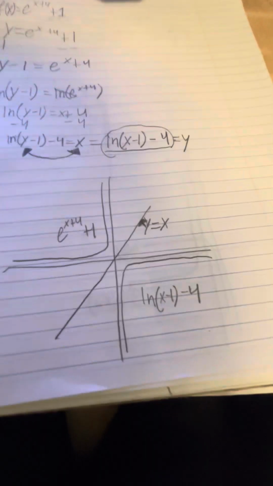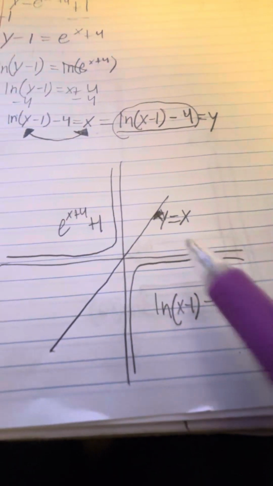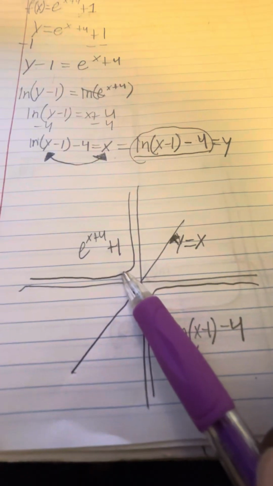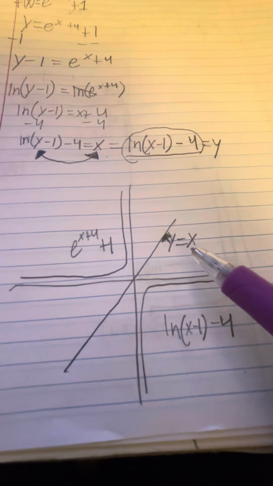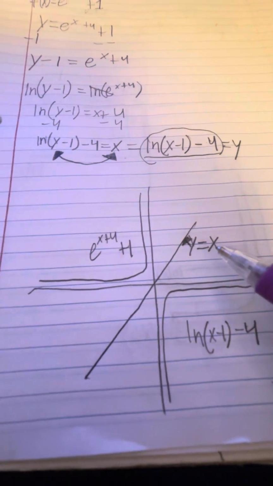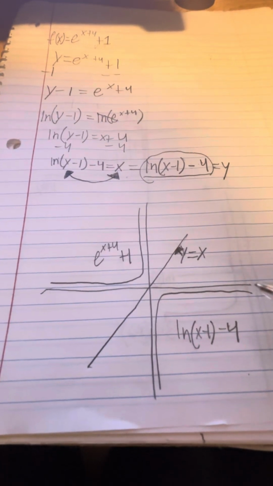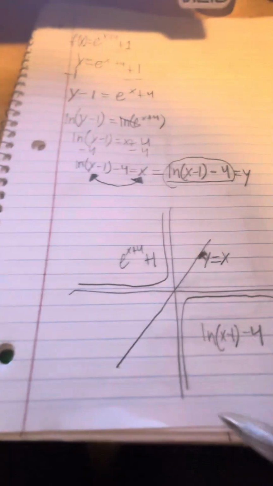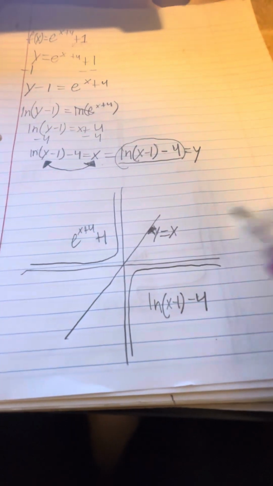We were then to graph both of them, and then graph y equals x. So this is the original problem, and this is the inverse, and then here's y equals x. The logarithm functions are reflections of exponential functions because the x and y values are swapped in the inverse function. So that explains it.